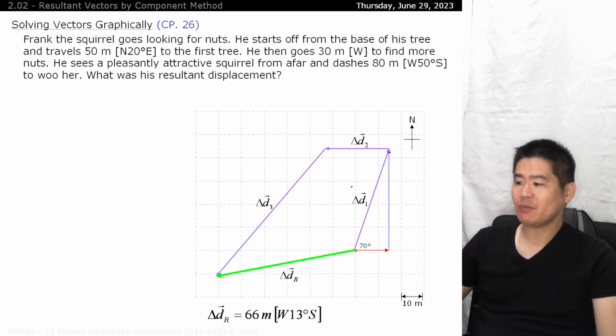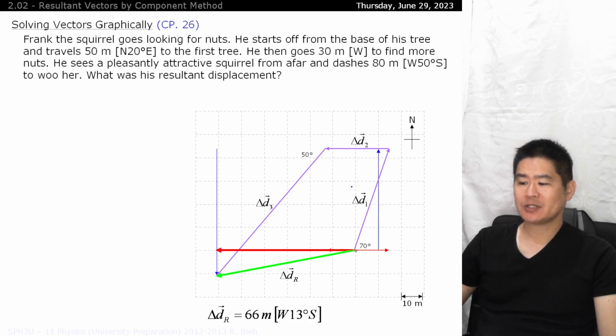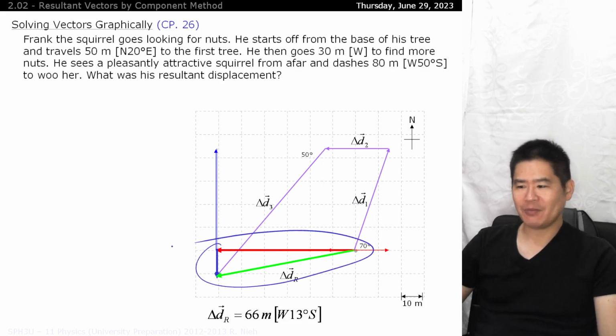So for example, delta D1 can be broken up as seen on the screen. D2, there's no point breaking it up because it's already facing towards the west. But D3 has a corresponding horizontal component and vertical component. And if you just connect all the reds together from head to tail, you'll get your resultant horizontal component. And if you connect all the blues together and connect them to the head of the red vector, you'll see that you'll form a lovely right triangle down here. And then we can finish off this problem by using the Pythagorean theorem alongside with arctan.